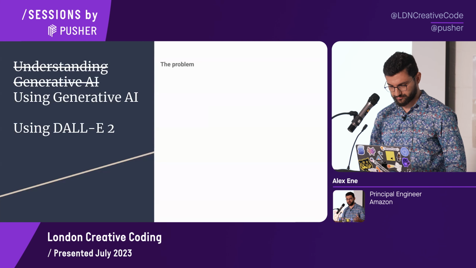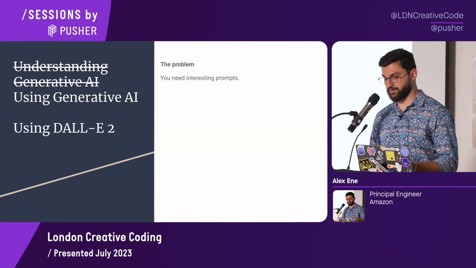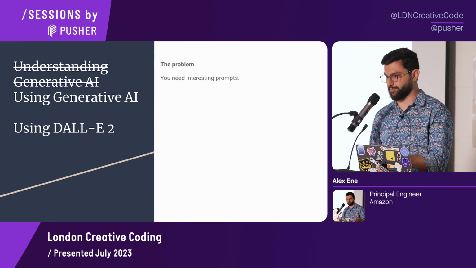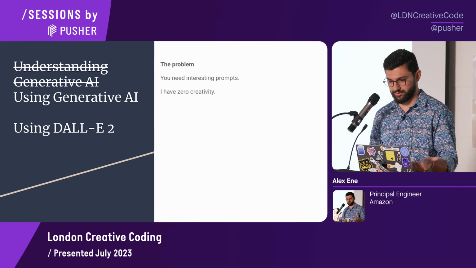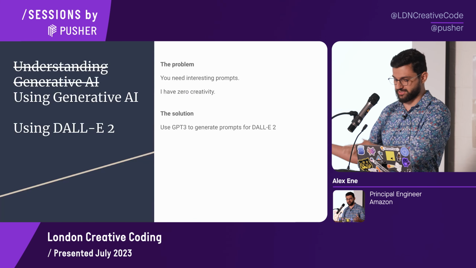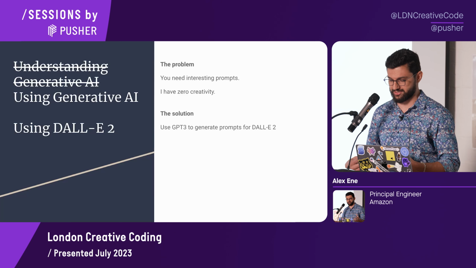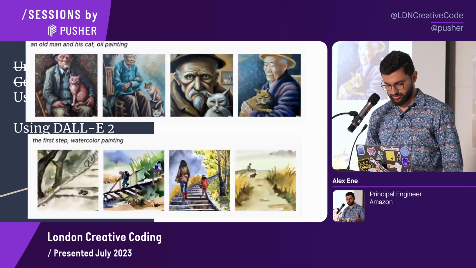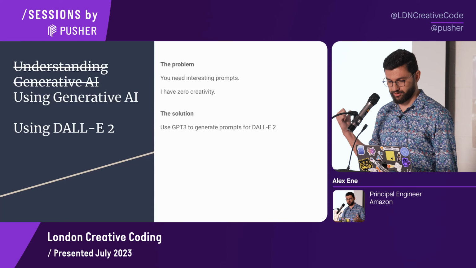Whoops. So this is the problem. After a while, I ran out of prompts. You need prompts to get good images, but then I have zero creativity after a while, and I have no more prompts. So obviously, the solution is to use GPT-3 to generate prompts that then DALL-E uses to generate pictures that I can enjoy. So this is a little bit about how this works.